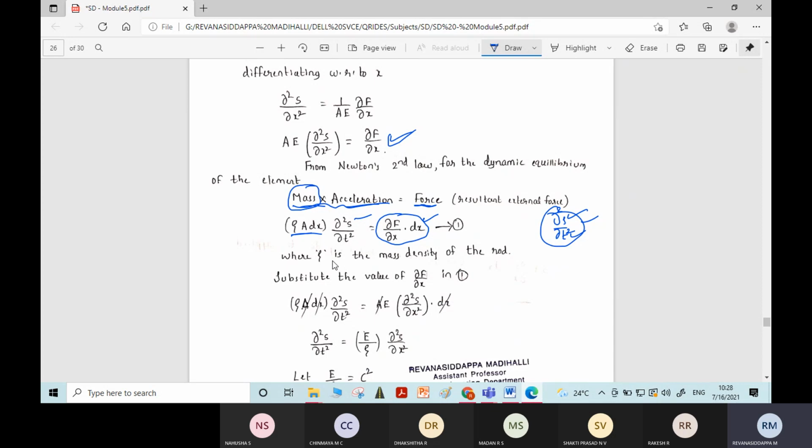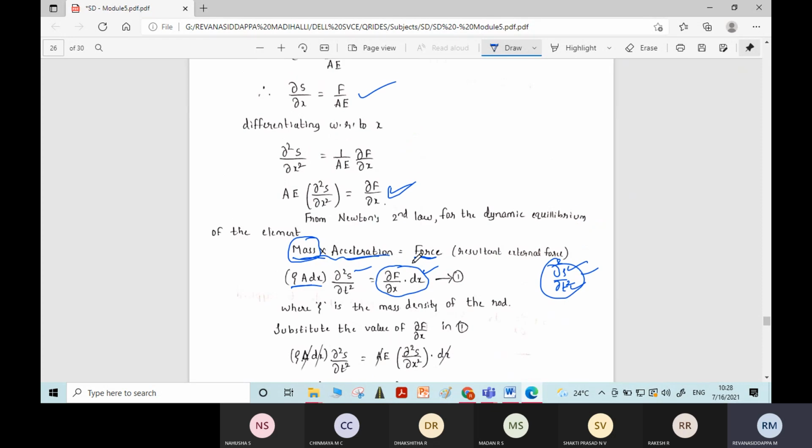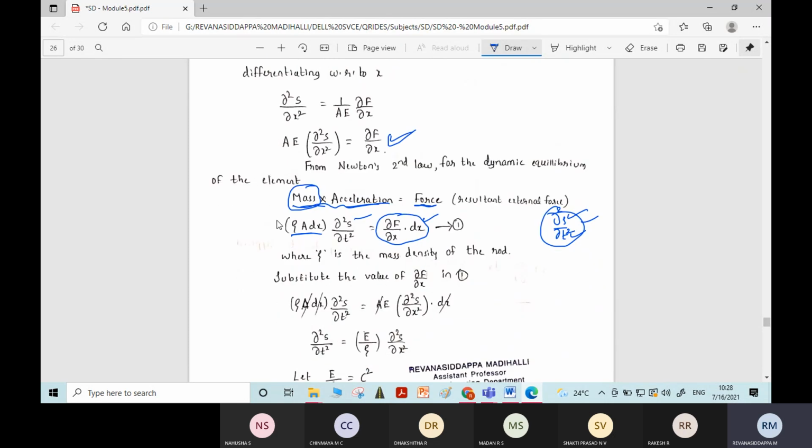Where rho is the mass density of the rod. Now we know the expression for del f by del x, that is A into del square s by del x square. Substituting this del f by del x value as A into del square s by del x square, you will get this equation.